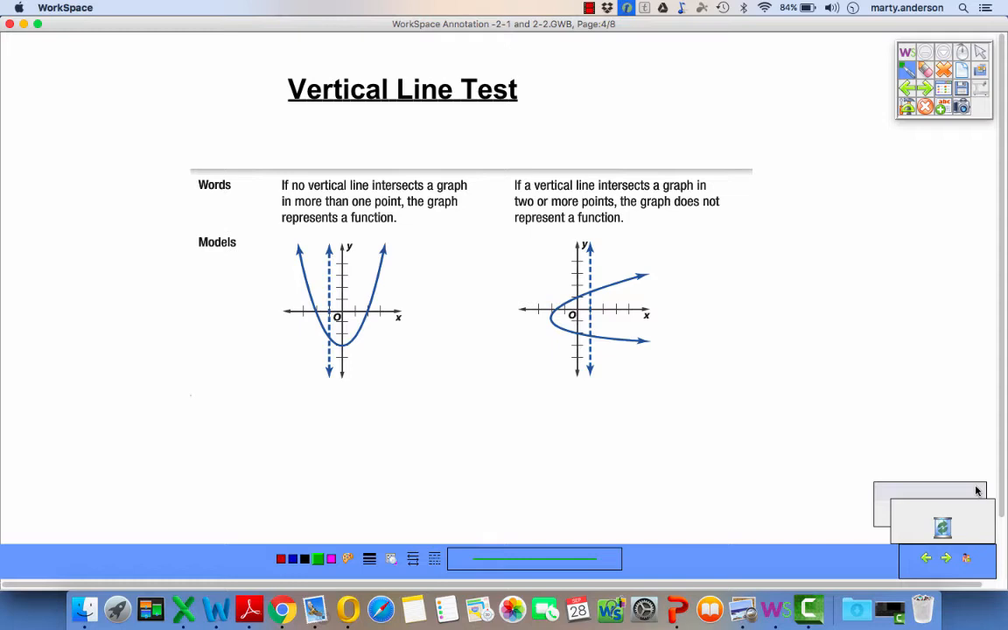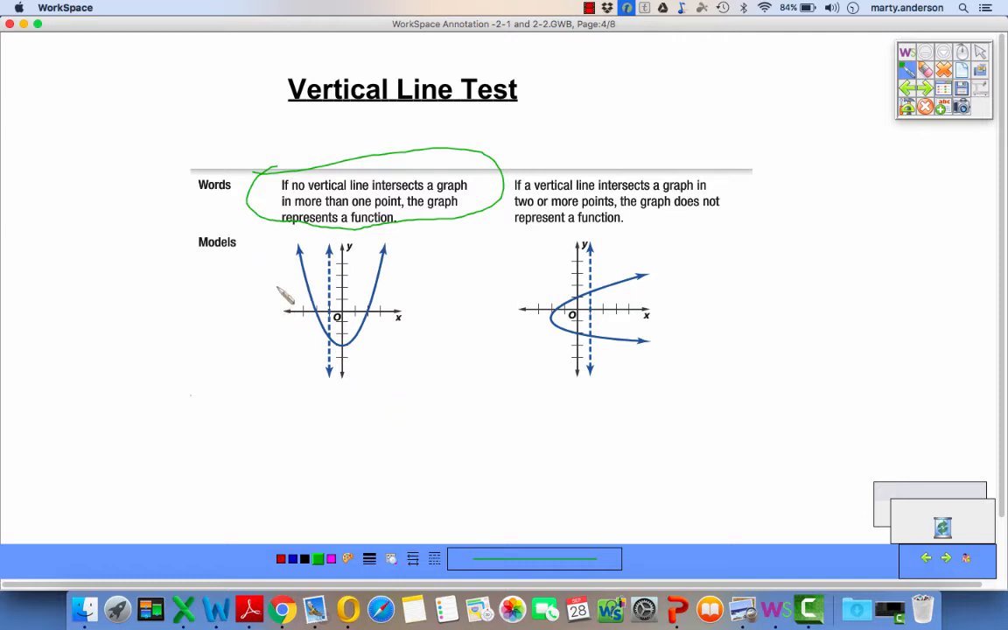So we're going to be looking at functions as a table or a list of ordered pairs, like we saw with my very crude example of a relation. We're going to look at them with equations, and then of course we're going to graph those tables, or we're going to look at a graph, or we're going to graph the equations. And the best way to tell on a graph whether or not the equation or the list of ordered pairs is a function is by using the vertical line test. If no vertical line intersects a graph in more than one point, the graph represents a function.